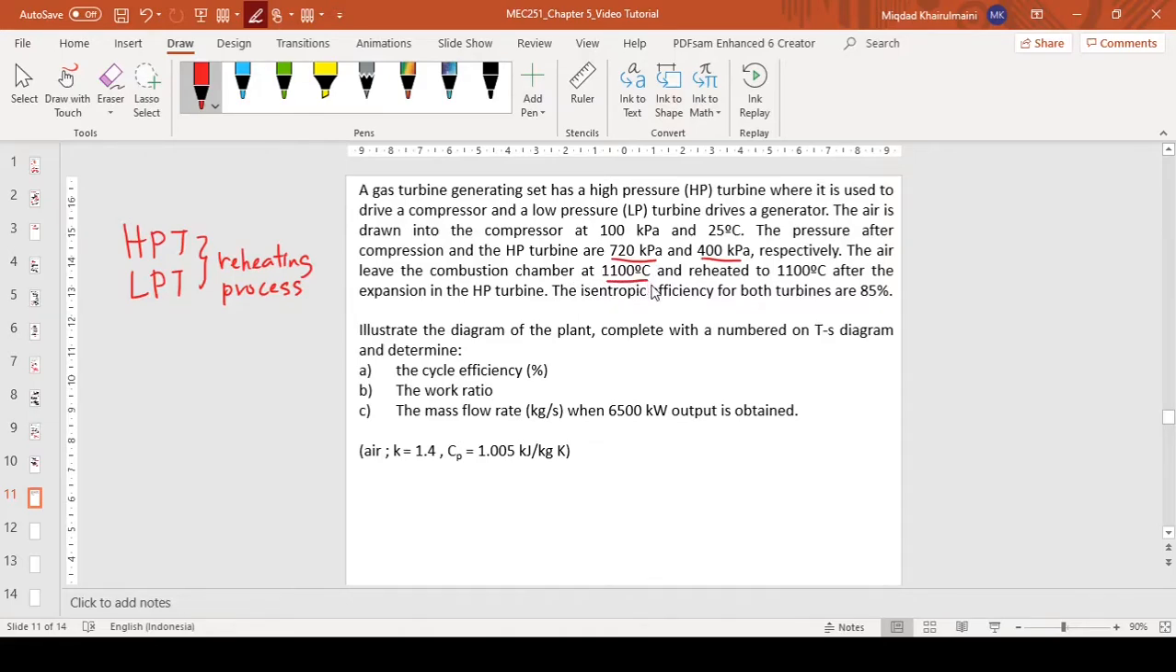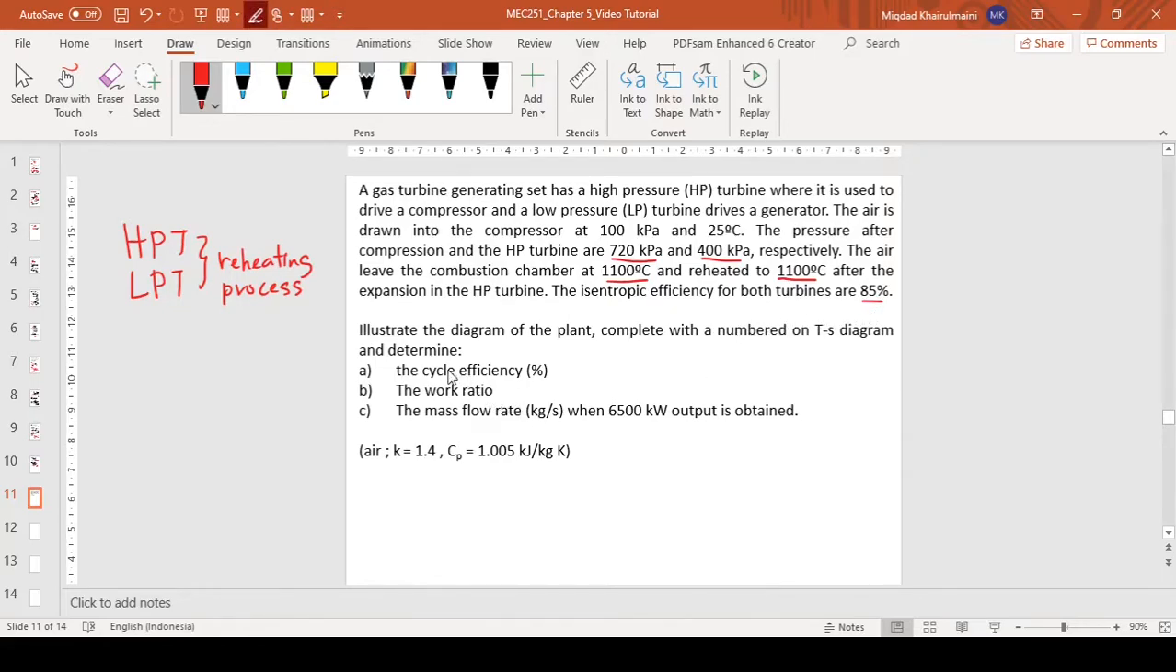So after the first heating process, the temperature is 1100 degrees Celsius, and then it is reheated to 1100 degrees Celsius also. So after the reheating process, the temperature is also 1100 degrees Celsius, after the expansion in the high pressure turbine. There is an isentropic efficiency for both of the turbines, which is 85%, or 0.85.